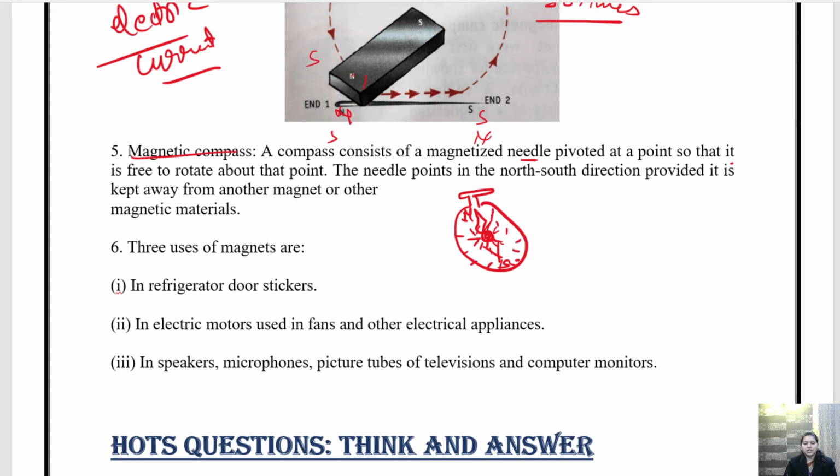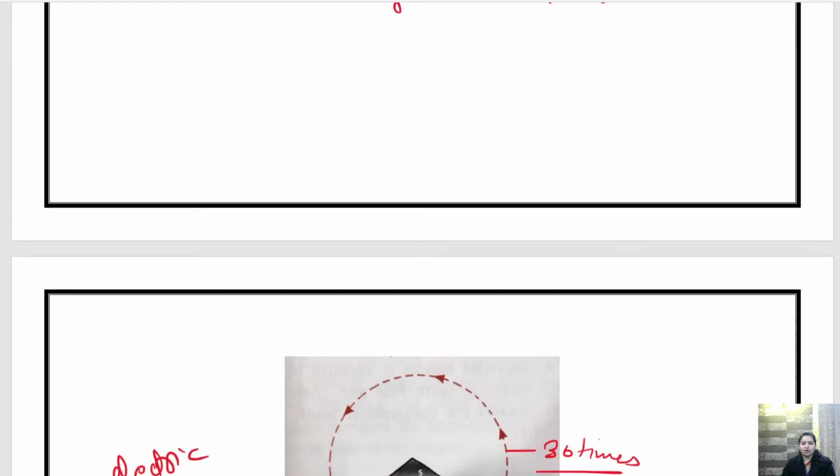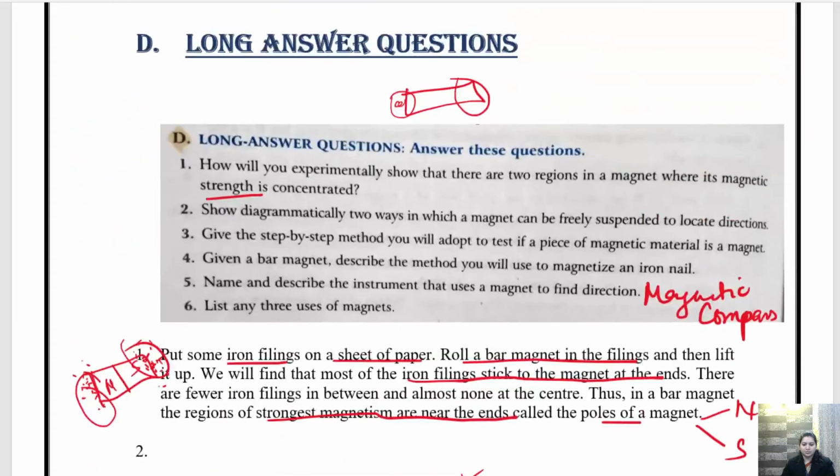Okay, so it is pivoted at the center at a point, but fixed है एक point पे, so that the needle can move. Okay, so when you keep it aside for some time, it will always point towards north and south direction, provided it is kept away from the magnet or other magnetic material. Okay, so the answer is magnetic compass. Now, last question of the long answer questions, that is question number 6.